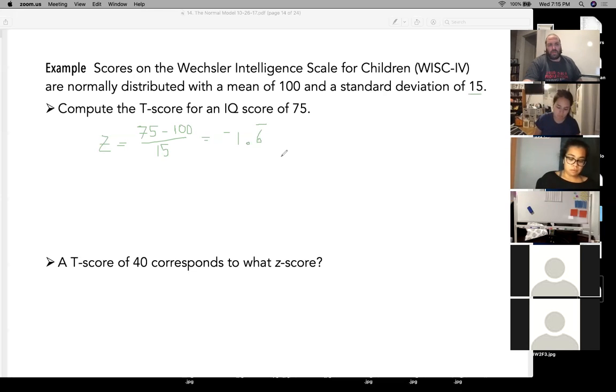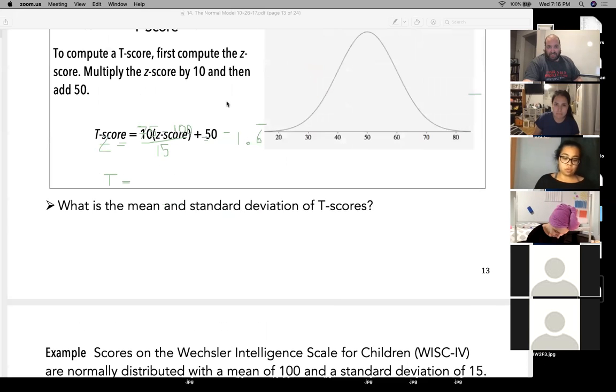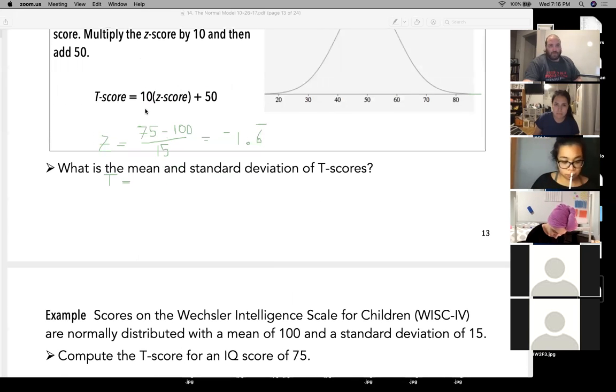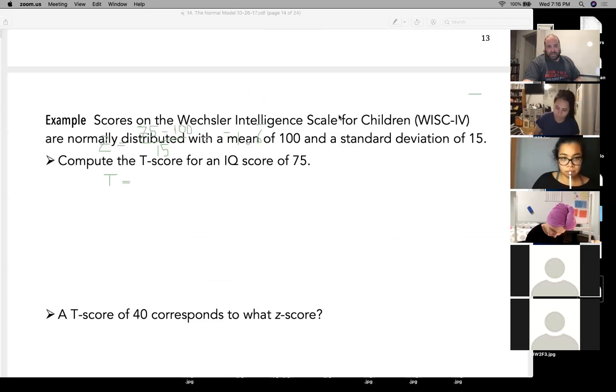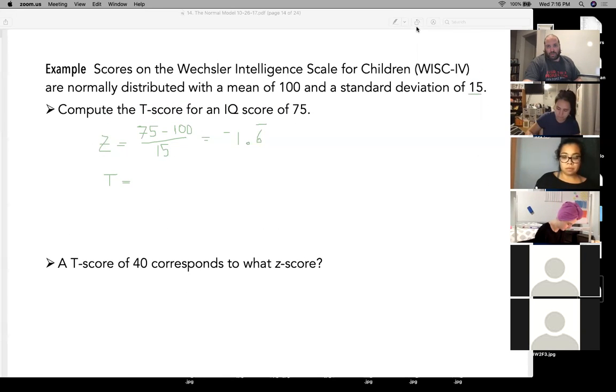Now that we have the z-score, how do we go ahead and compute the t-score? Plug it into the equation. Can't beat that. The only thing better than being given it yourself is being given a formula to compute it. The formula says take the z-score, which we just computed, multiply it by 10, and then add 50. So if we do that, what do we get?